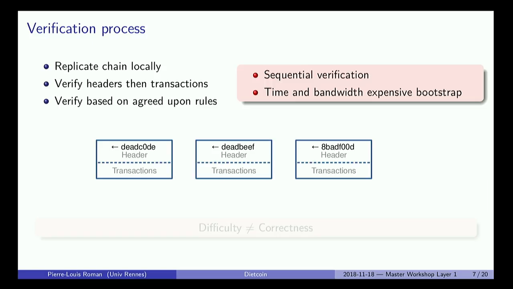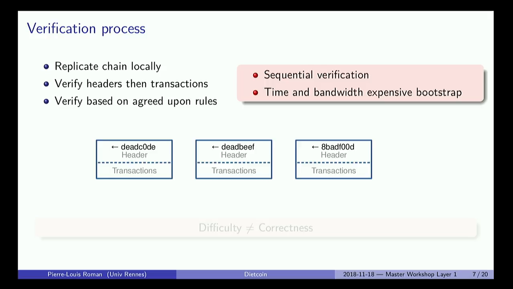So for the verification process overall in Bitcoin, you first have to replicate the chain locally, so download the whole chain. You download all the headers first, and then the transactions. The idea is that the headers are much smaller, so you can download them faster and check faster. The verification is based on simply agreed upon rules, so there is no consensus between the systems, it's just agreed upon beforehand. So you agree to the consensus from the moment you download Bitcoin and just run it. One of the problems is that it's a sequential verification process. It's very linear, you cannot shortcut it.